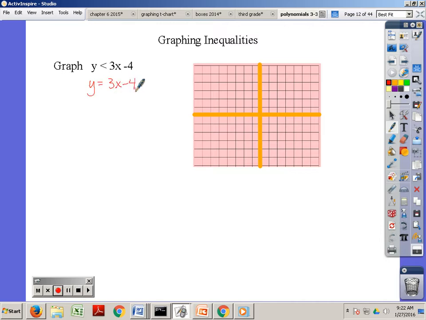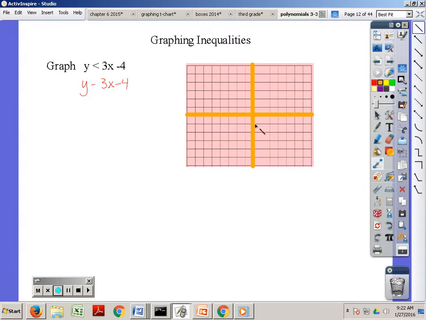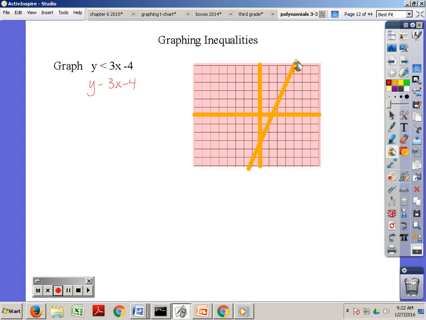We know that it has a y-intercept of negative 4. So I'm going to put my y-intercept, 1, 2, 3, 4. And it has a slope of 3. So it is a line right like that. I'm going to change that color so we can see it a little better. There we go. Put some arrows on it. Let's give some numbers to my graph.